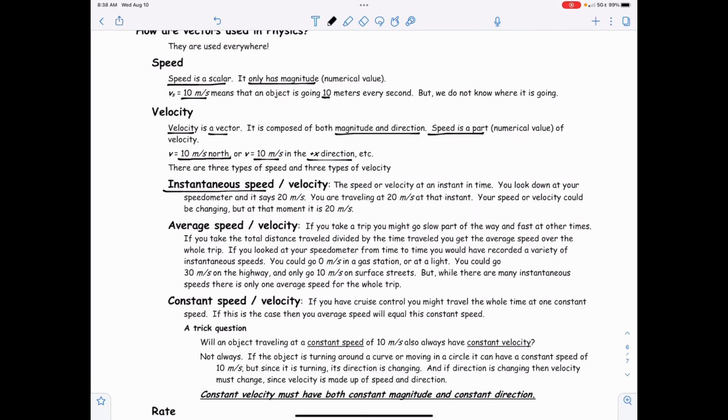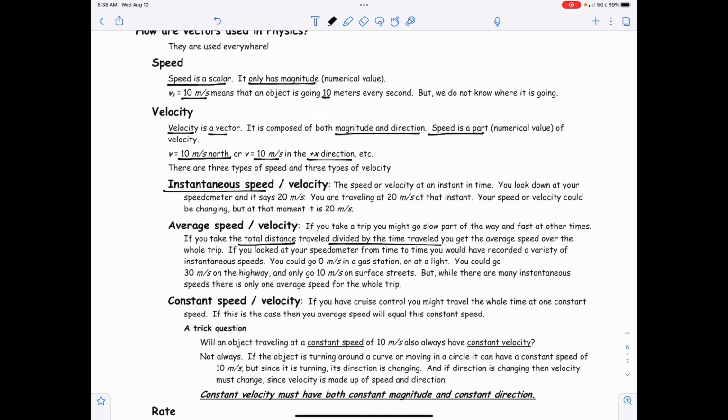Average speed or velocity is when you take a trip and you basically speed up and slow down at various points, and then you get sort of an average for the whole thing. And that's done by taking the total length that you traveled divided by the total time you traveled. Okay, and then constant speed, if you have the cruise control set the whole time at one constant speed, right, then you're not changing. So here's a question.